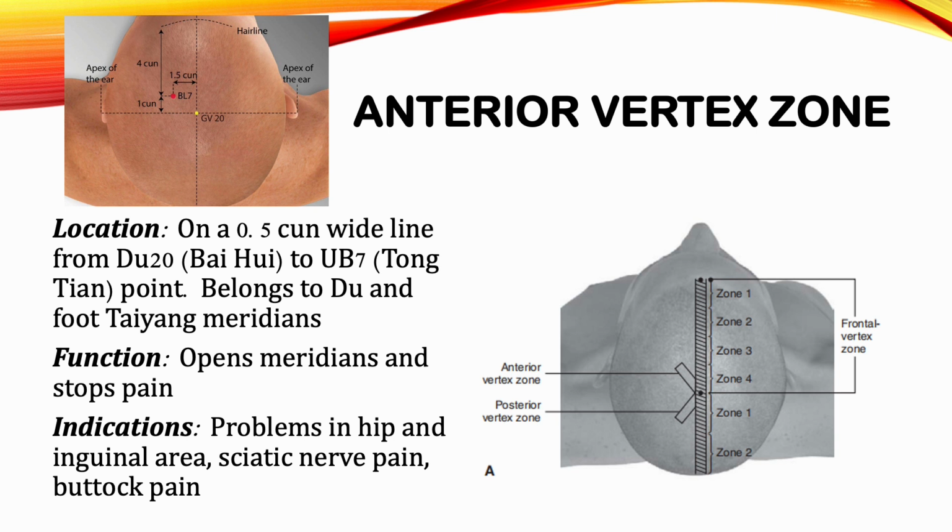Anterior vertex zone. This zone is located on a 0.5 cun wide line from Du 20 to Bladder 7. It belongs to the Du and foot Taiyang meridians. Opens the meridians and stops pain. Used to treat problems in the hip and inguinal area, sciatic nerve pain, and buttock pain.